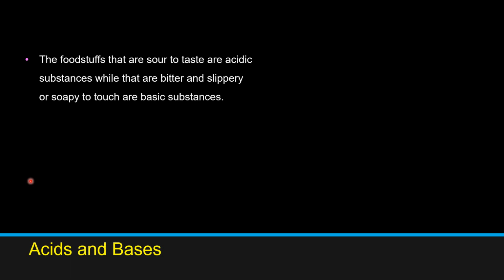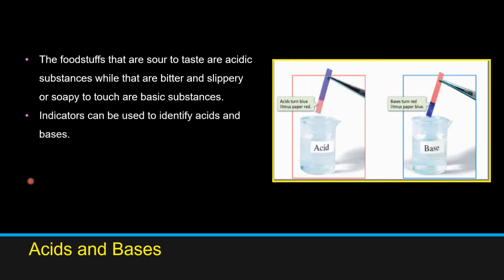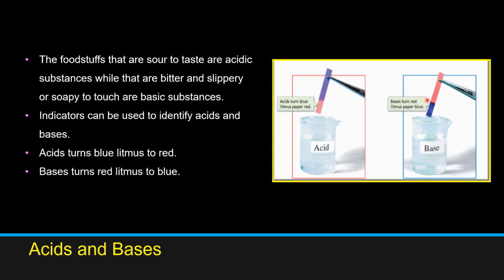Let us learn the basics of acids and bases. What are they? The foodstuffs that are sour to taste are acidic substances. We have seen lemon, tamarind and all. While those that are bitter and slippery or soapy to touch are basic substances. We can use indicators to identify acids and bases. We know this very famous thing. What is this, children? Yes, this is litmus paper. And we know how the color changes with acid and base. An acid turns blue litmus paper red, whereas a base turns red litmus paper blue.